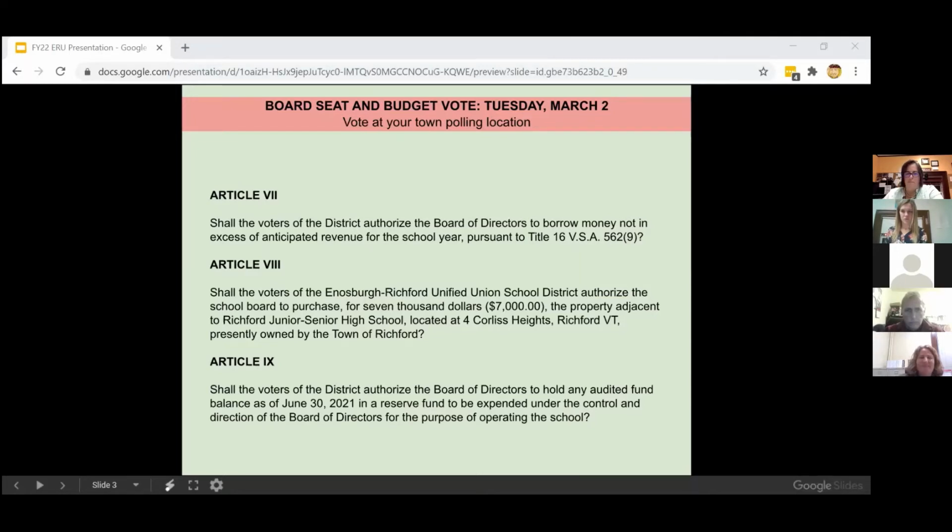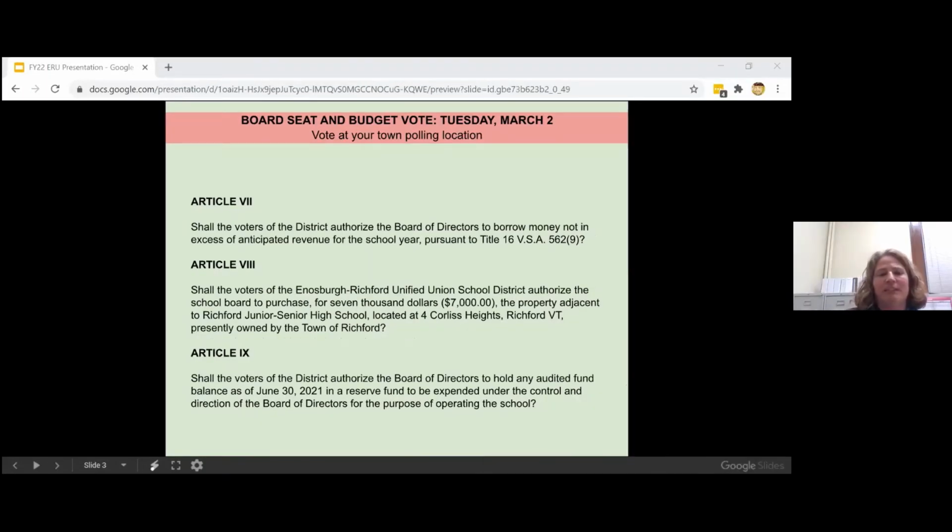in Article 7, we ask permission to borrow money. And we do that because there are times when we're uncertain of the amount of tax revenue that is going to come in. And so if the tax revenue doesn't come in to the town or towns, the school has to go and borrow that money. Well, Article 9 would give the board some flexibility, so that if we were able to hold some reserve funds, it would decrease the need to actually borrow money if those tax revenues don't come in. So that's what Article 9 is. And again, if you have questions, we can ask those in a sec.